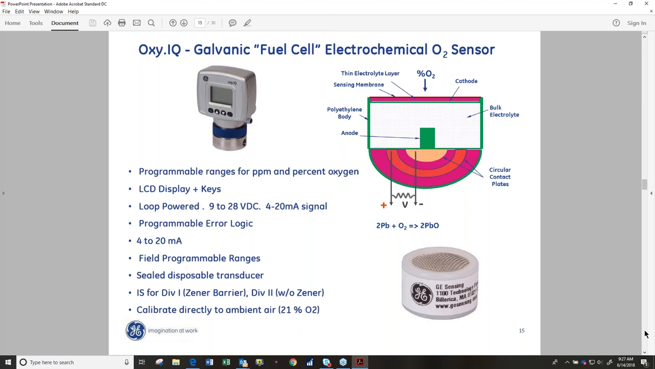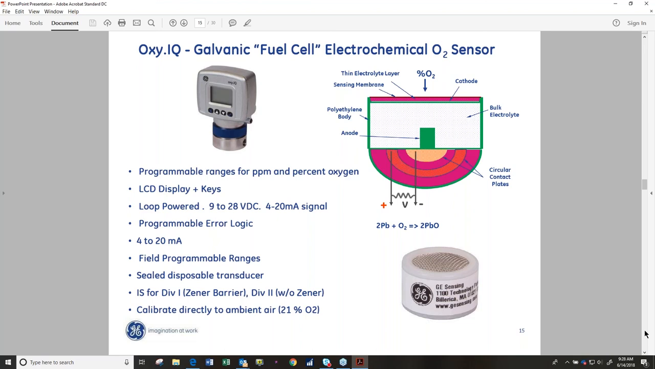As oxygen permeates into the cell, it will combine with the lead to produce a current, and that current is directly proportional to the oxygen concentration. This unit is loop powered. It provides a 4 to 20 milliamp signal, and it's quite a compact unit. Fully programmable, and you can also use it in a hazardous environment by means of either wiring it through a safety barrier or a Zener barrier. But the unit by itself does have Division II certification.